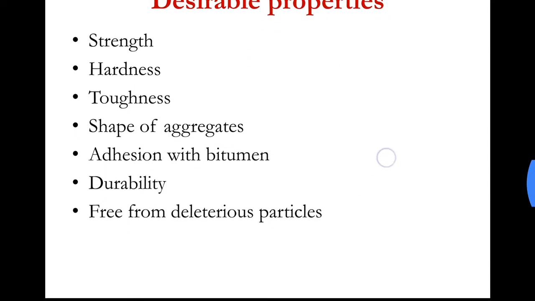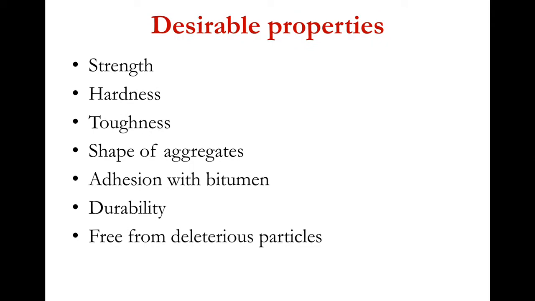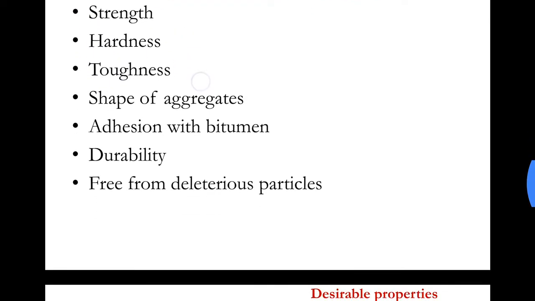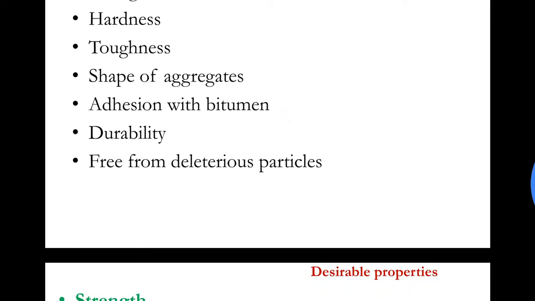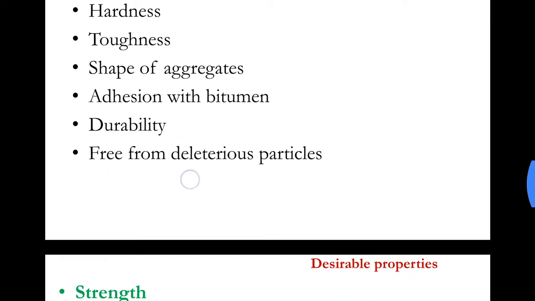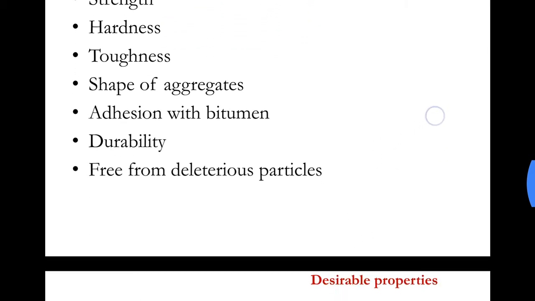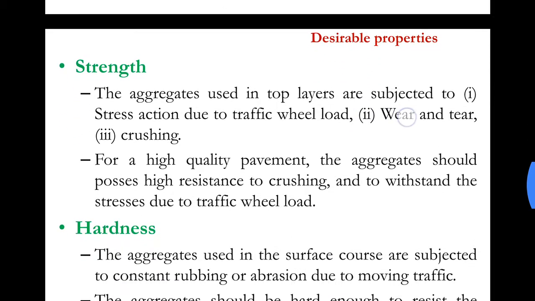Now, there are few desirable properties of these aggregates. Okay, so how should an ideal aggregate behave, or what properties should it show? Okay, so there are a few properties which are strength, hardness, toughness, shape of aggregates, adhesion with bitumen, durability, and free from deleterious particles. Okay, so let us discuss all these properties one by one.